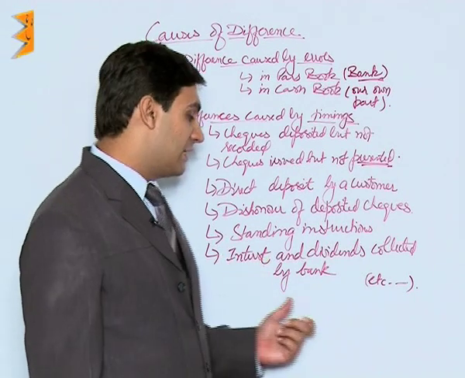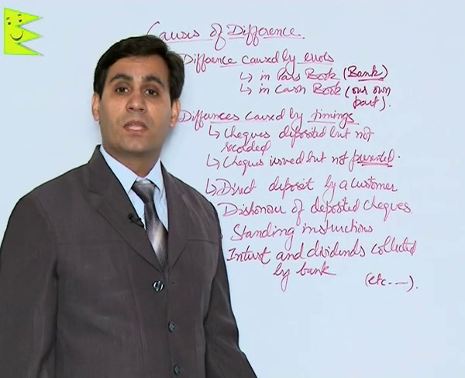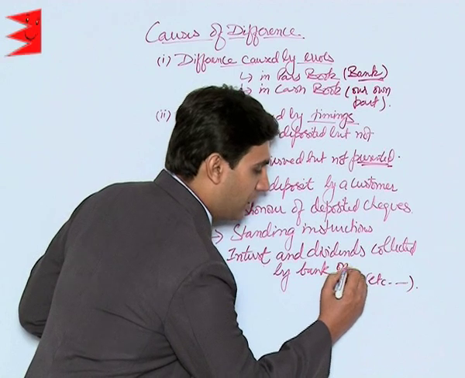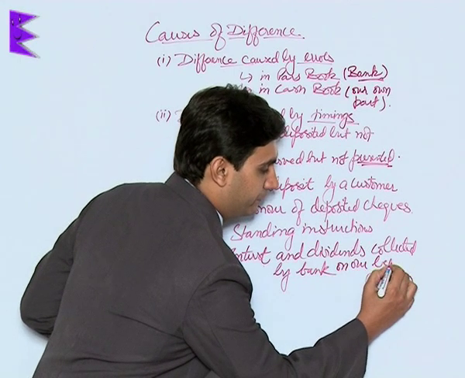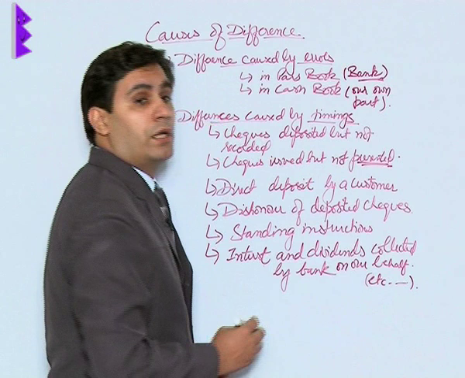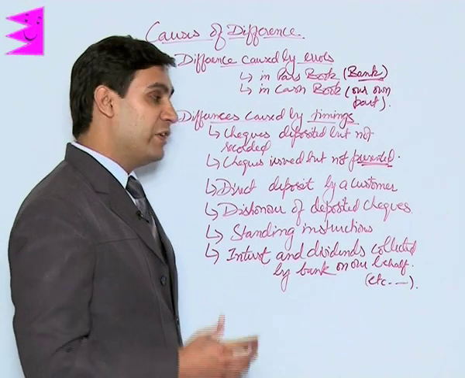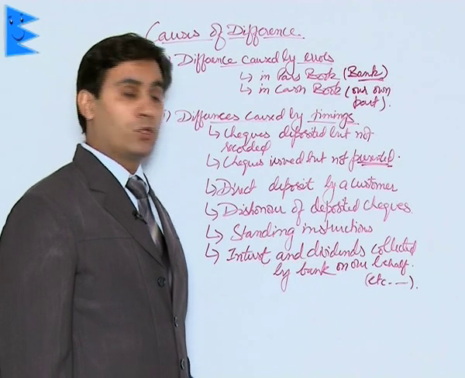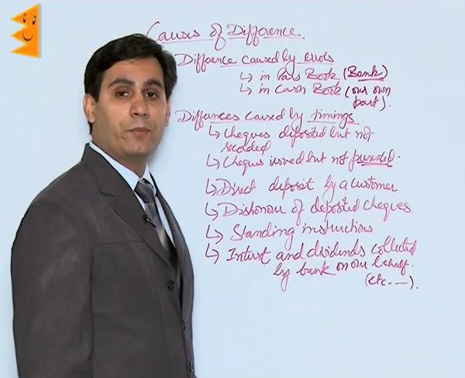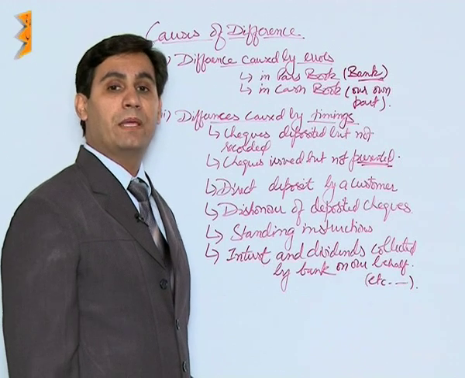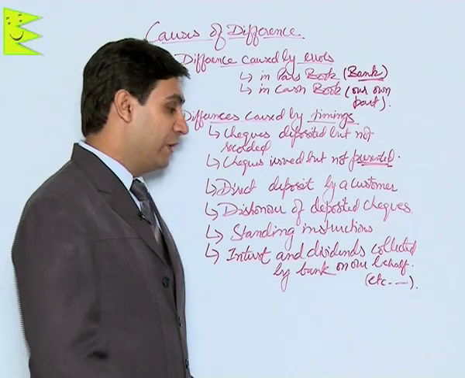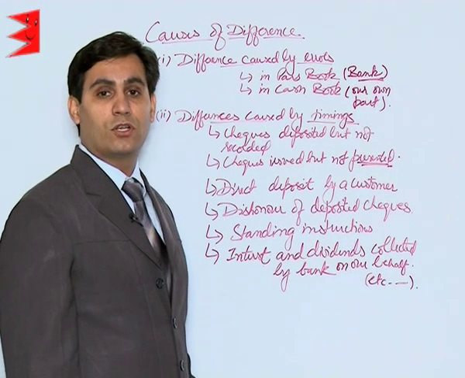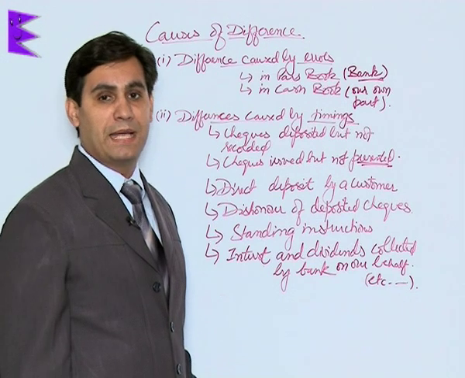Then interest and dividends collected by bank, sometimes on our behalf. We must mention by bank on our behalf. That is, interest and dividends that we are supposed to receive are directly transferred to our bank accounts. So unless and until we receive any communication from the bank regarding these payments that bank has received, we will not record them in cash book, and since they are not recorded in the cash book, it is a cause of difference in the cash book and the passbook balances.